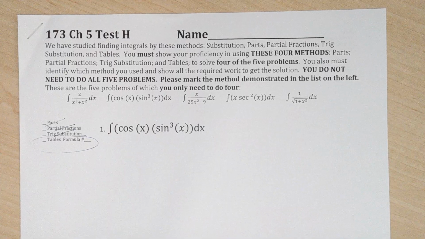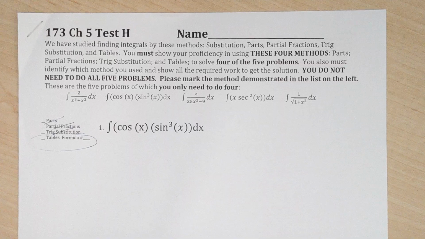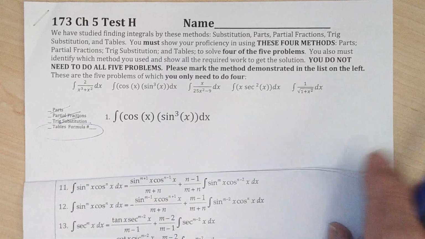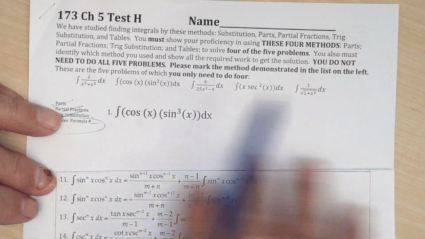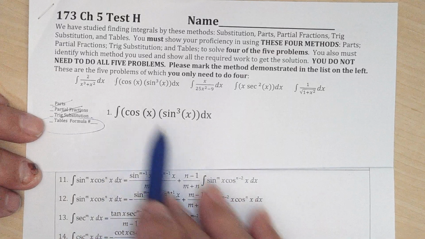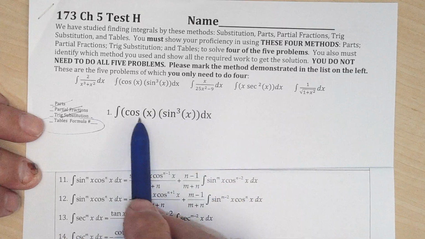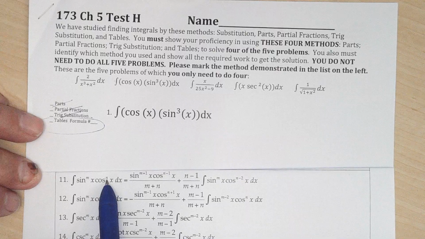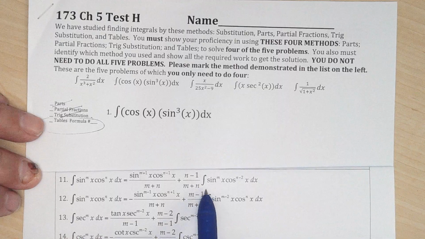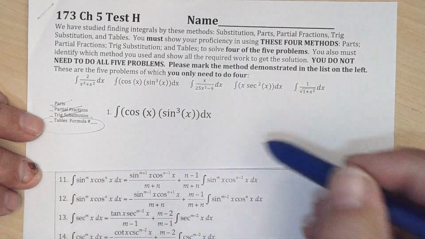So I'm going to pull up the tables, and the most likely is 11 or 12. And I'm going to do it both with 11 and with 12, so you can see how they work. So here's using 11, which reduces the power of cosine by 2. Well, that would go to minus 1. Seems like that might not work. However, if it's 1, then n minus 1 would be 0, this whole part would drop out, and so this is going to be really simple with number 11.